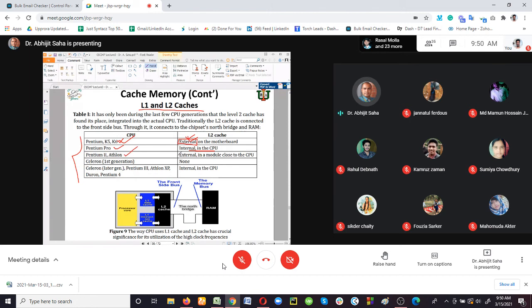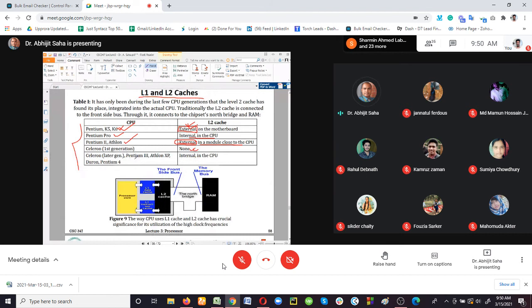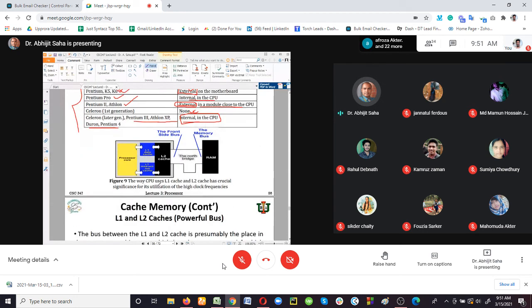In the Pentium 2, external. So that means in the Pentium 2 and Athlon, the L1 cache was inside of the processor and the L2 cache was outside of the processor, on the board actually. The first generation Celeron did not have any L2 cache, and then later Celeron versions, Pentium 3, Athlon XP. The Athlon is actually your AMD processor. The Pentium 4, so these are Intel. Now these days we have L1, L2 and L3 caches, and all these three levels of cache are placed inside the processor. So we are here only talking about the L2 cache.